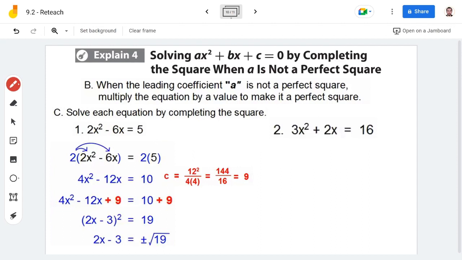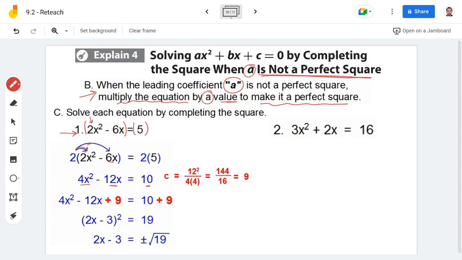In the last part, solving ax squared plus bx plus c by completing the square when a is not a perfect square. So when a is not a perfect square, what do we need to do? First, look, when the leading coefficient a is not a perfect square, multiply the equation by a value to make it a perfect square. Now, if you look at this example, what's a here? A is 2. So now we have to multiply both sides by 2. So 2 times this one is equal to 4x squared. 2 times 6x equals 12x. 2 times 5 is equal to 10.